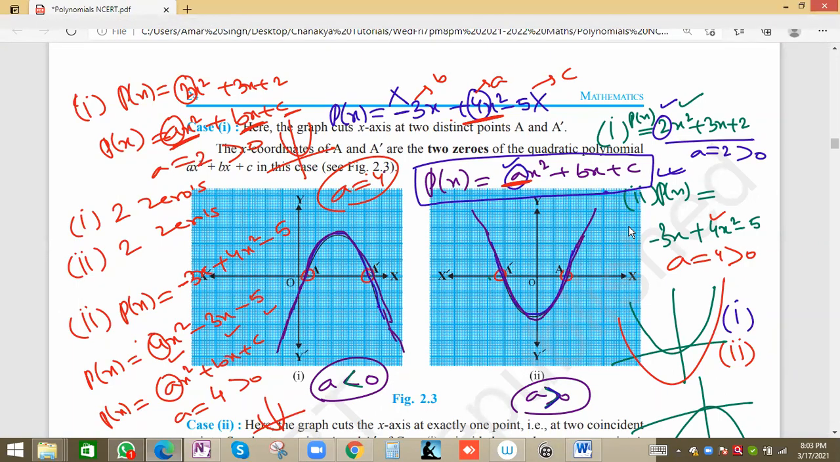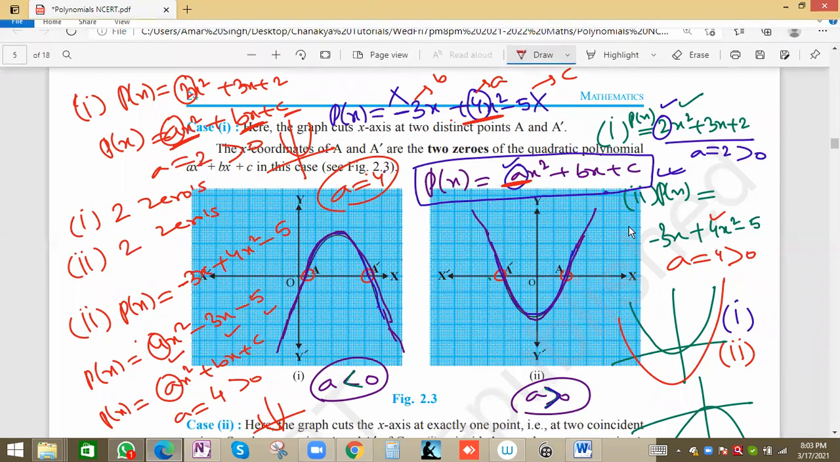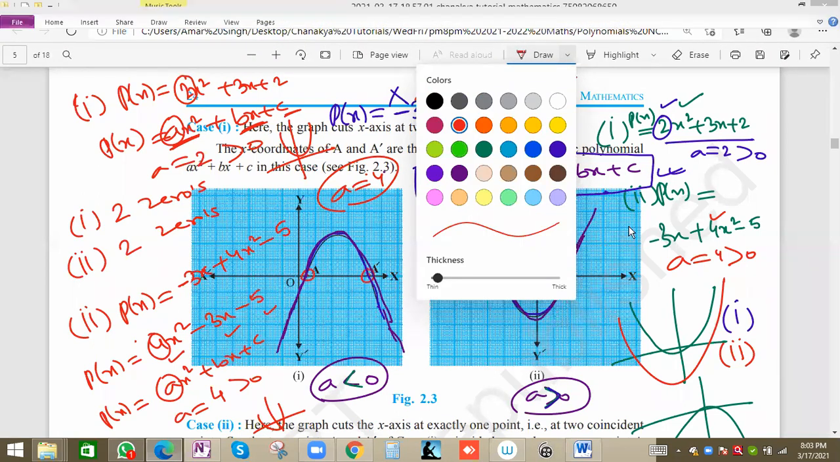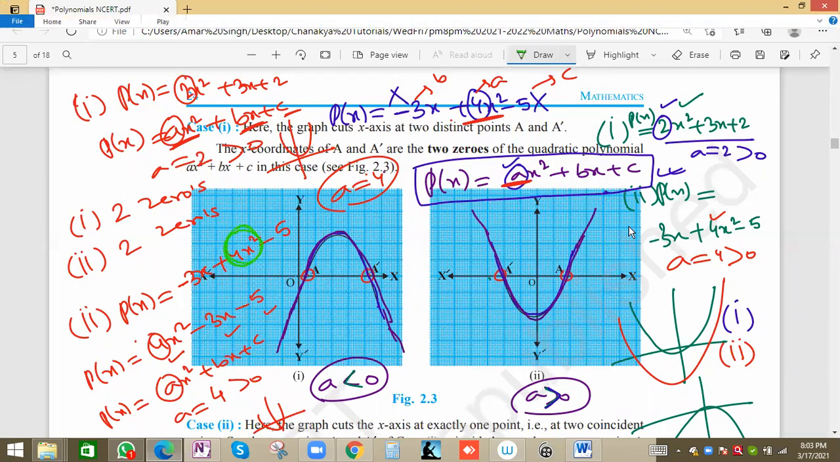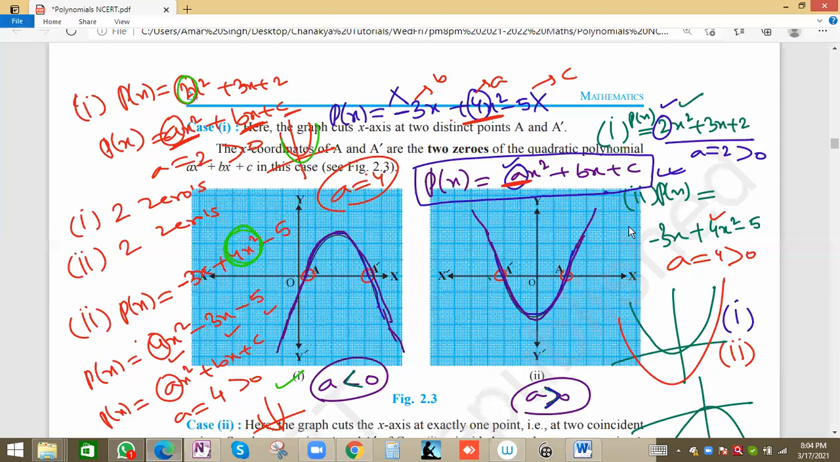The first term is not important. Important is the x square coefficient, the number or value which is attached to x square. The value is 4, and 4 is greater than 0, so the graph will open in upward direction. Here 2 is with x square, and 2 is again greater than 0, so the graph will open in upward direction. Right now, only the a value will decide whether the graph will open in upward direction or downward direction.